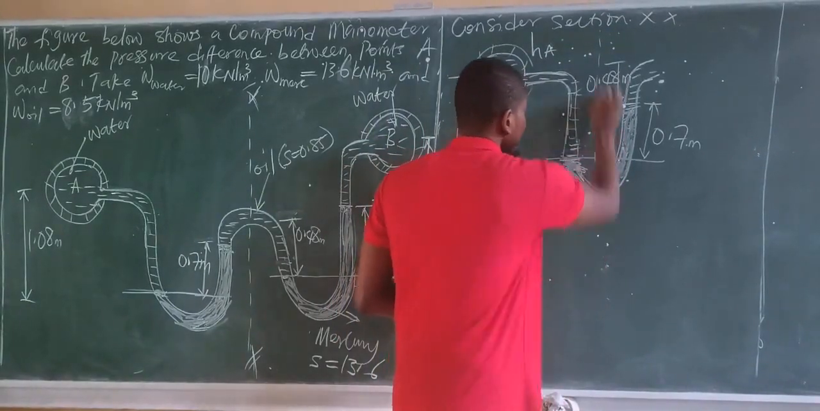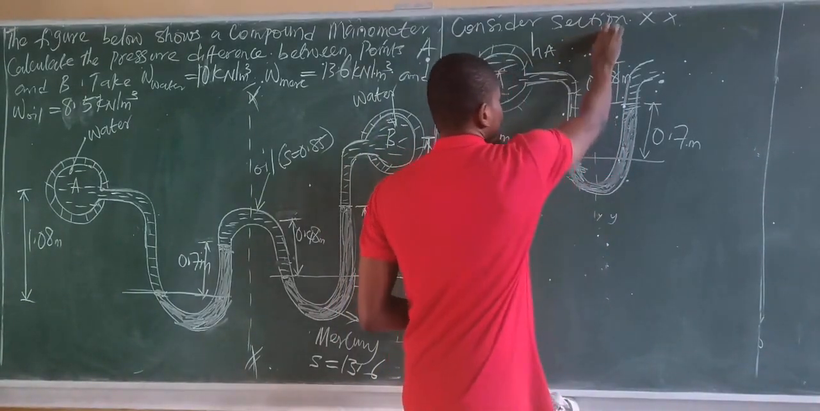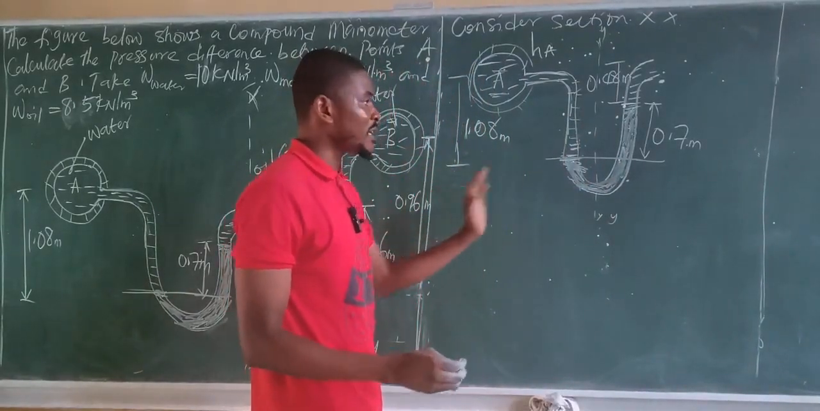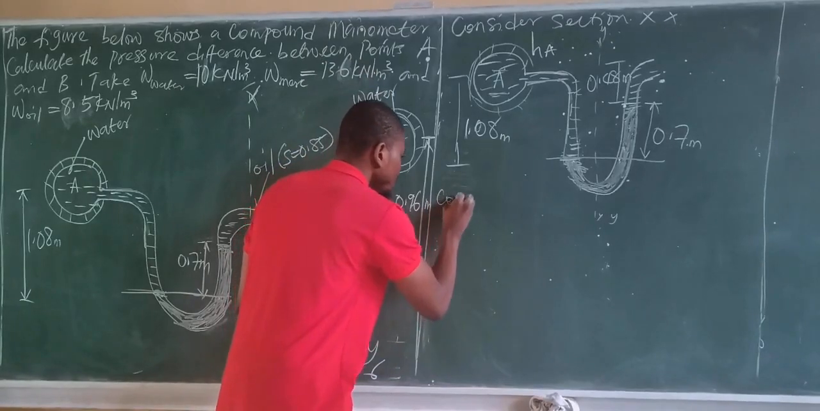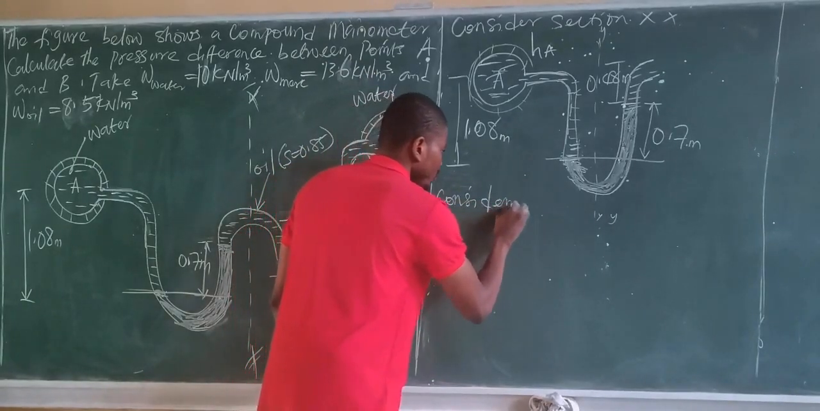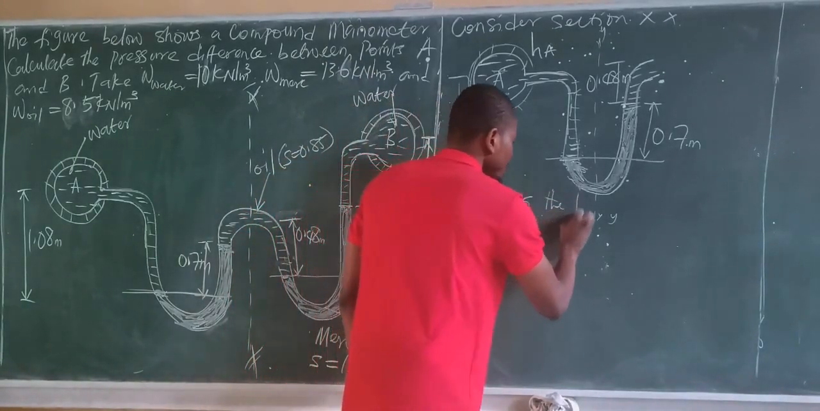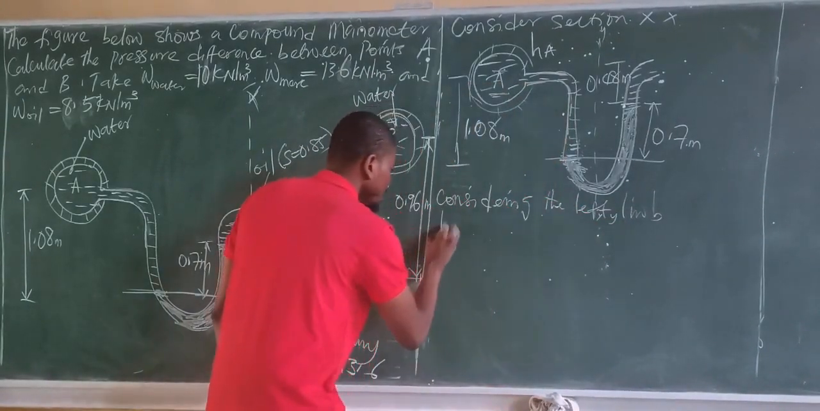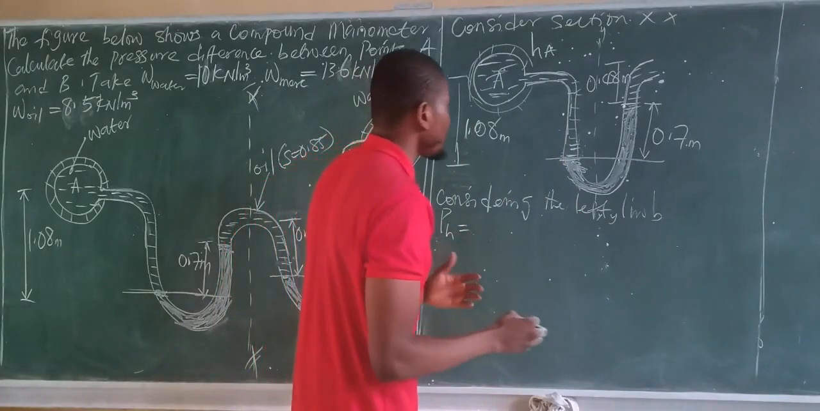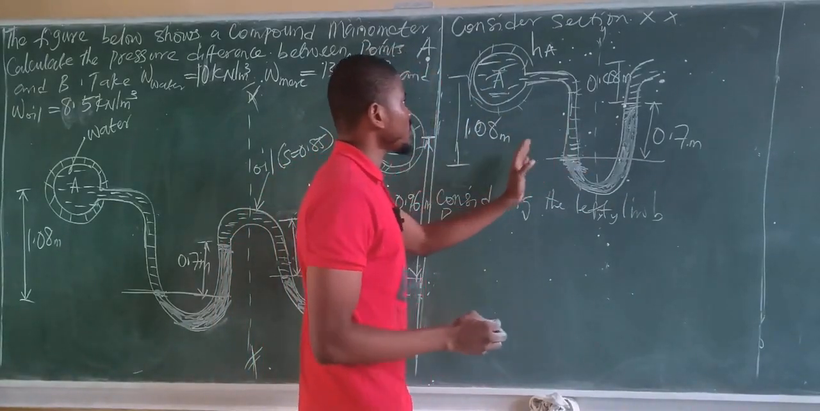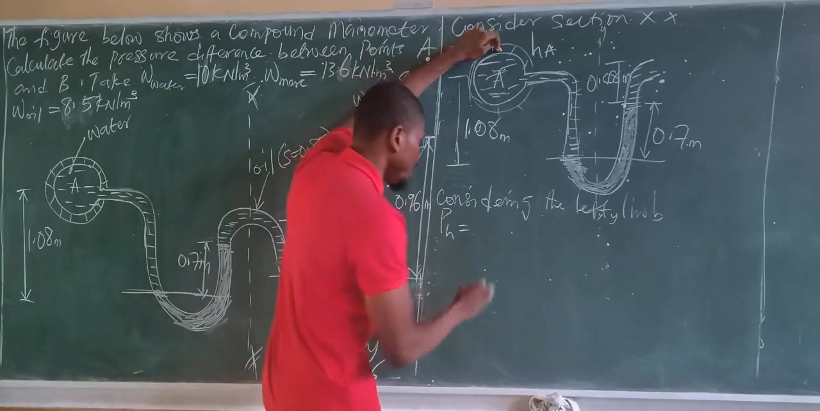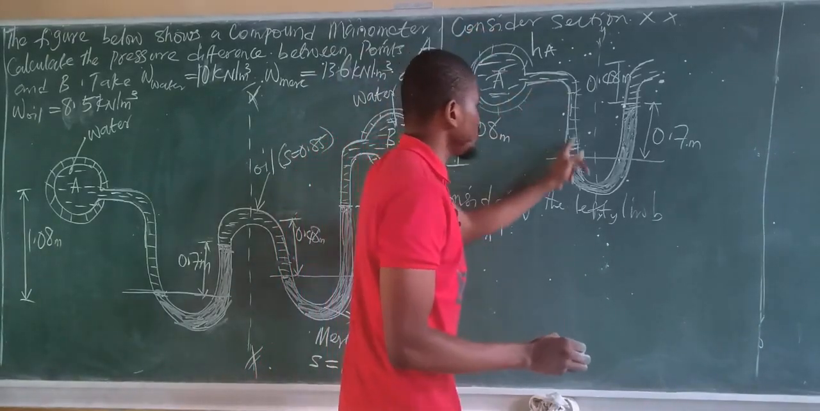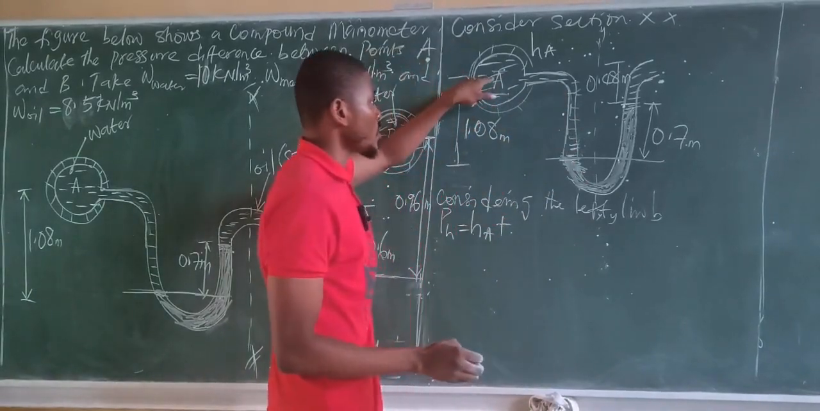If I section here into two, this is now Y and Y. Then everything on the left portion is called the left limb. So you consider the left limb. Considering the left limb, therefore total pressure head is equal to, remember, at the left limb now, pressure head becomes pressure head of the pipe HA. So you indicate that HA plus pressure head of the fluid.